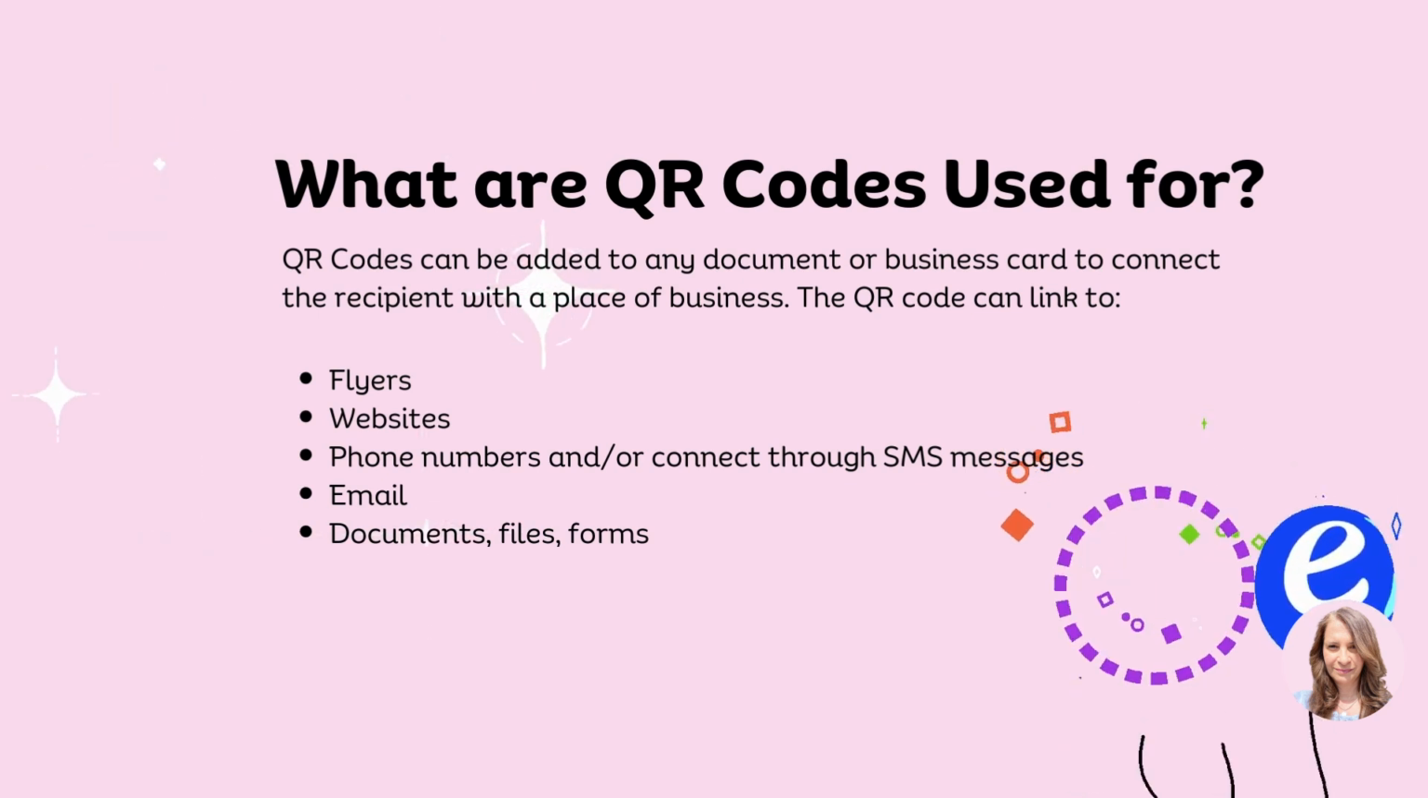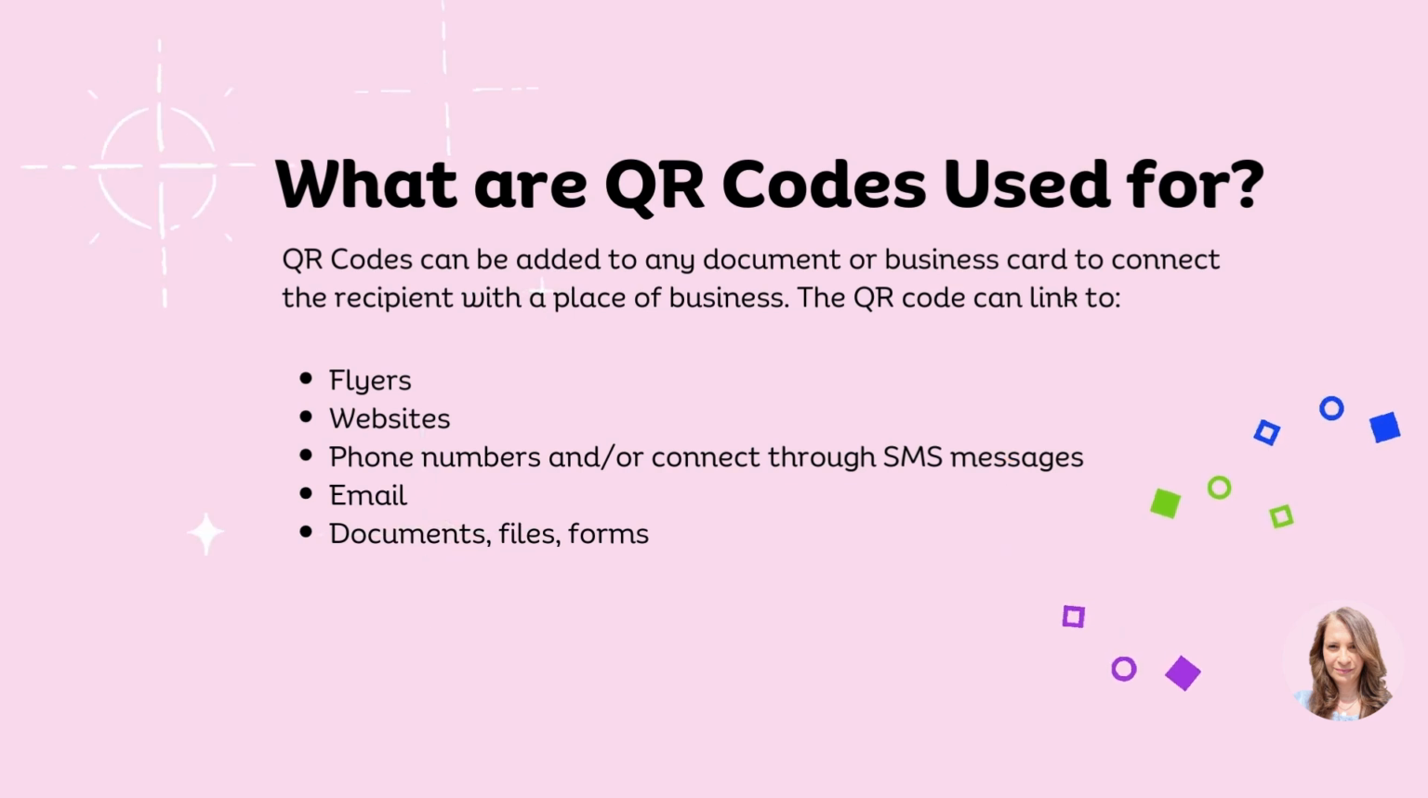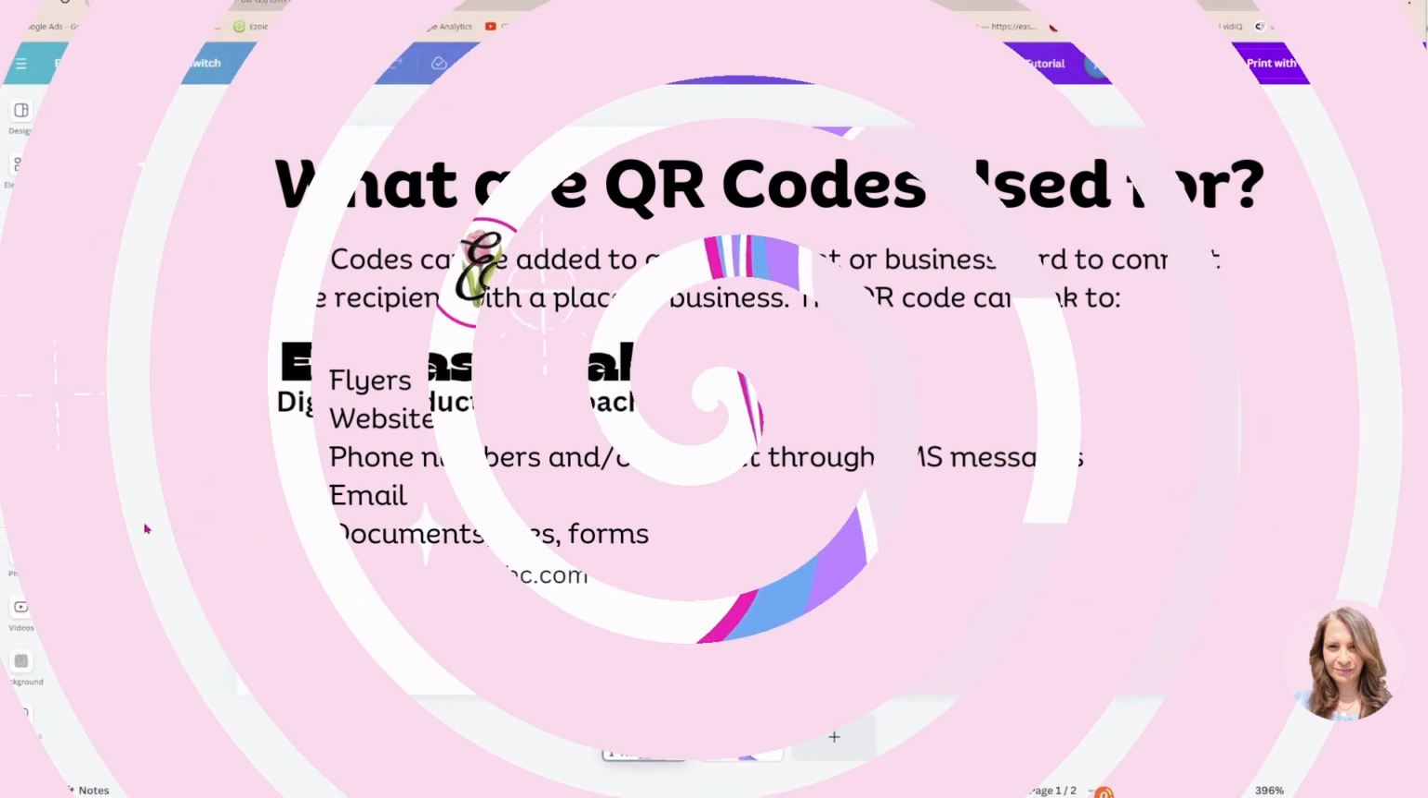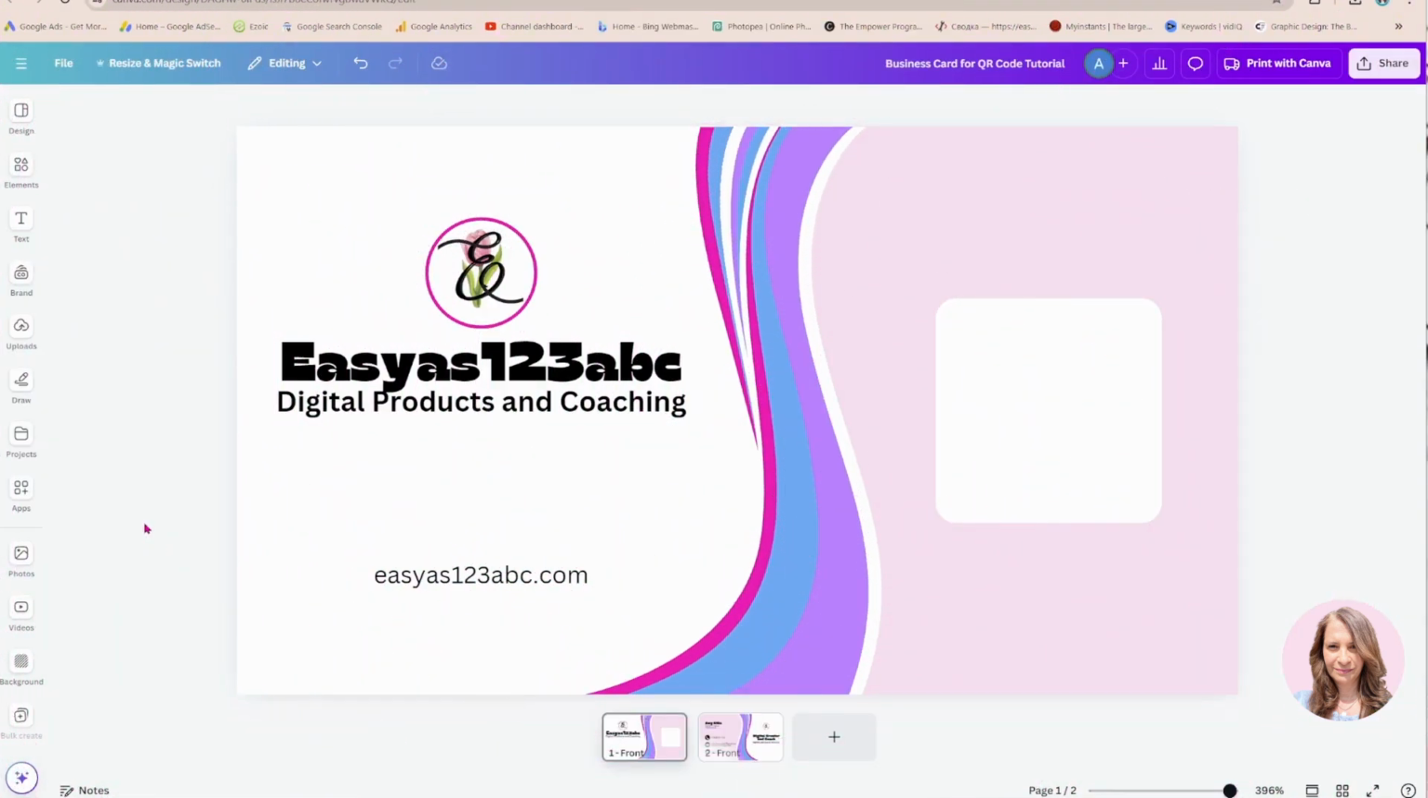For example, when I say flyer, really that's a file. So you can use a QR code to link to a file. And that could be either a hyperlink on your Google Drive or your OneDrive, or it can even be a file document, which some of the QR code makers allow.